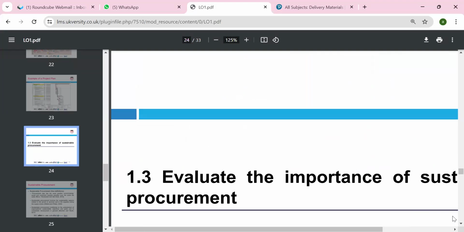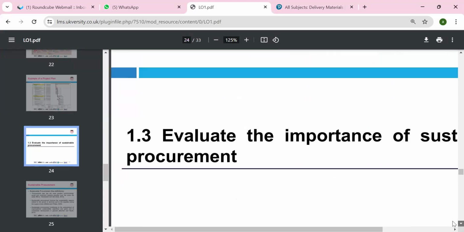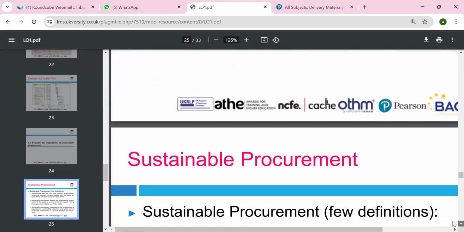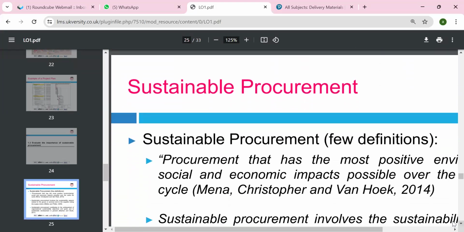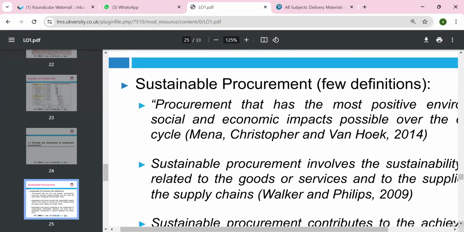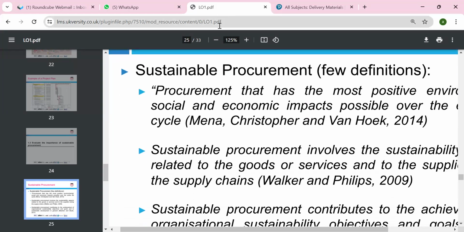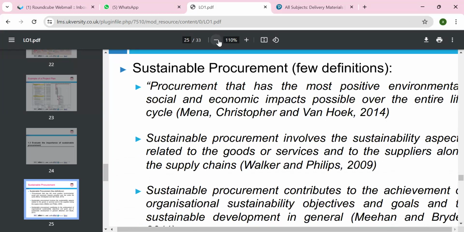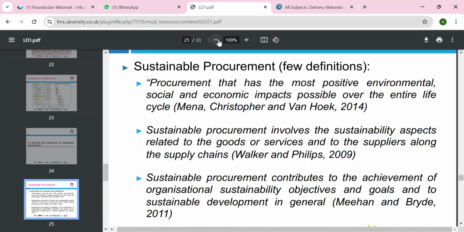Okay, next we have evaluating sustainable procurement. Sustainability is three things: meeting the needs of the current generation without compromising the needs of future generations. The profit we earn, we care about the planet, and we care about the people involved. So in procurement, the more positive, which we need to look at, is the positive environmental, social, and economic impact. We can look at the entire life cycle of the project.